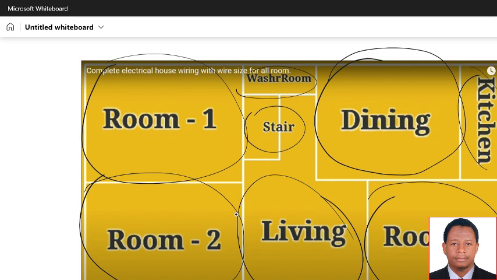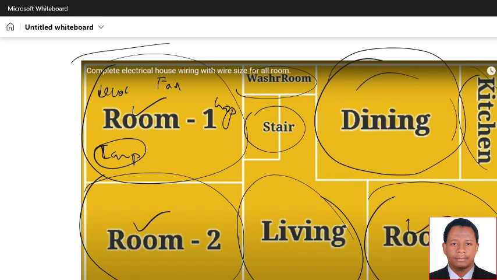In these rooms, we are going to place a lamp here and a decoration lamp here. We place a fan, and we place a lamp again here. That is our component in each room. So now we are going to do the house wiring of this house, which has room 1, room 2, room 3, a dining room, a living room, a kitchen and a washroom.